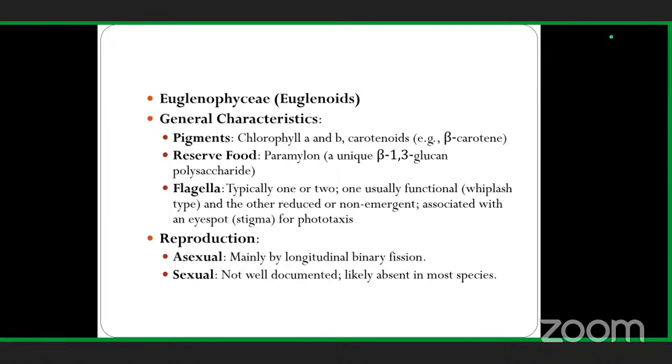Next is flagella, typically 1 or 2. You may find 1 also, 2 also. One is usually functional, whiplash type, and the other is reduced or non-emergent, associated with an eye spot, stigma, or photoreceptor. So here with the flagella, you might find an eye spot also. Basically, this eye spot we have already learned is light sensitive. Reproduction is mainly longitudinal binary fission, and sexual reproduction is not well documented, likely absent in most species. In most species this sexual reproduction is absent, but if it is present, it is not very well documented.